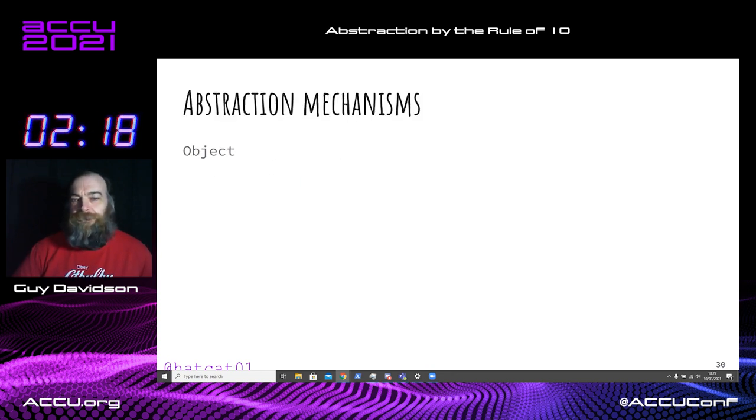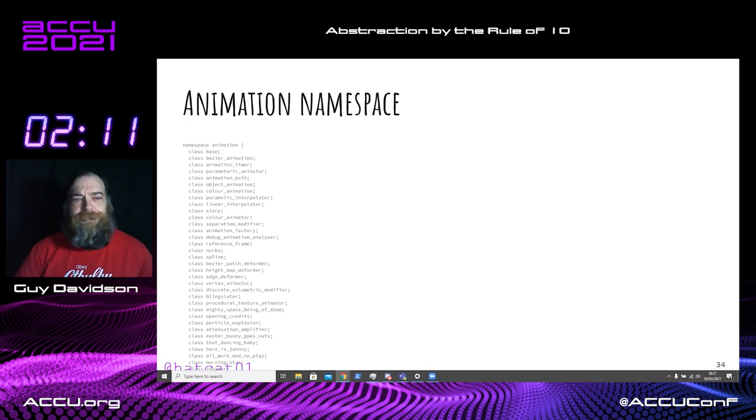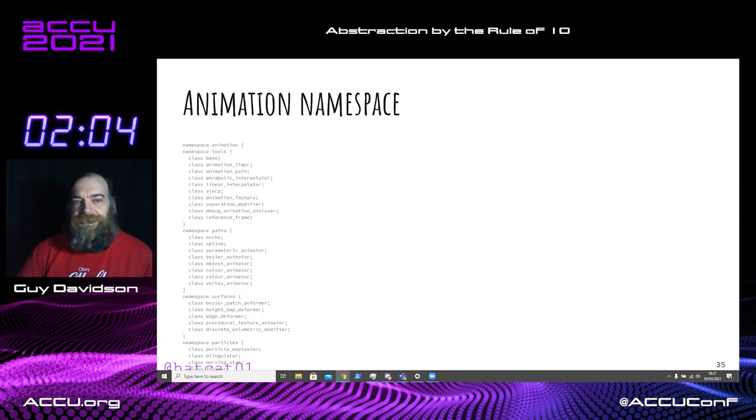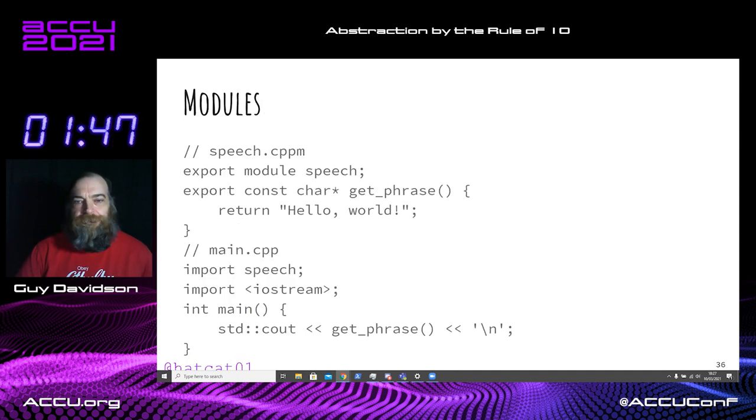Three abstraction mechanisms so far: the object, the function, and the class. The namespace is the next one to think about. There we are. Lovely. A bunch of classes in a namespace. But we still have all these classes in a single namespace. What should we do? Nest the namespace like this. That's better. Now we have a few nested namespaces. But is this really a separate abstraction mechanism? No. Namespace is instantiation and access level, really. So I'm going to set that one aside and consider modules instead.